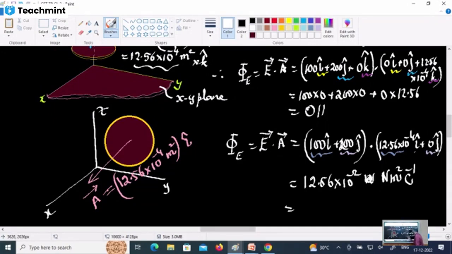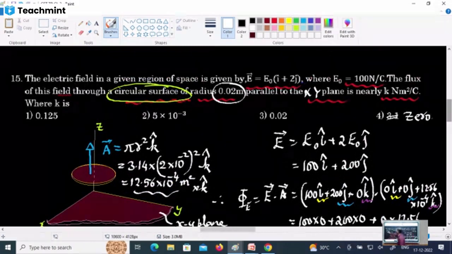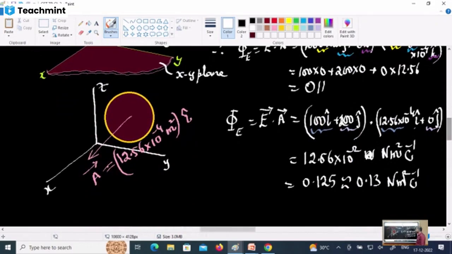Or this can be written as 0.125, or 0.13 Newton meter square per coulomb. So the answer among the four is approximately this one. First one would be the answer. If you take the XY plane, that would be 0. If you take YZ plane as per the previous question, the answer will be 0.125.